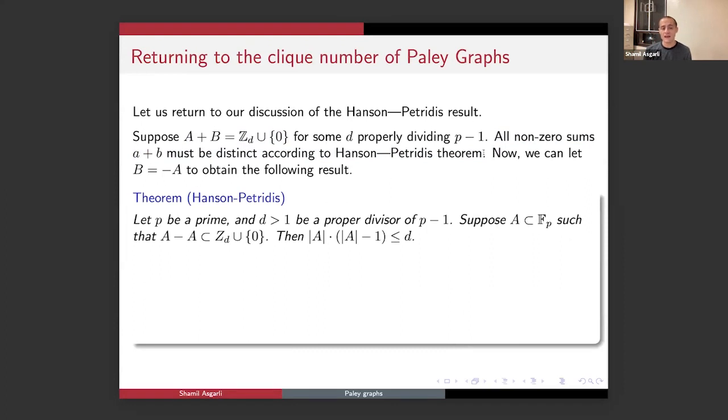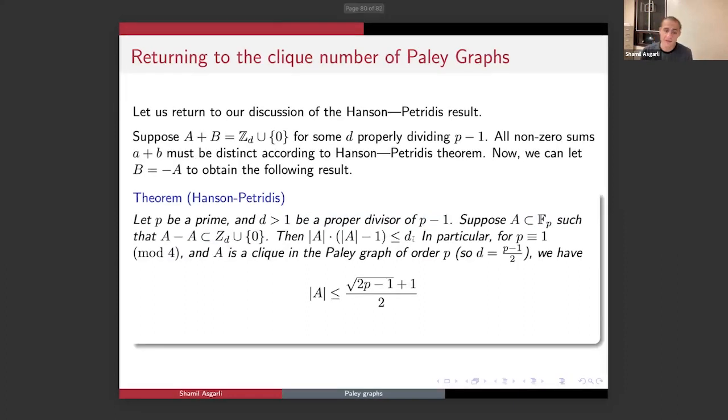We're going to get that if p is prime and if d is a proper divisor of p minus 1, if you take a subset A of F_p such that A minus A is inside Z_d union 0, what that means is that A is a clique in the Paley graph or in a generalized Paley graph. And then you see that |A| times |A| minus 1 is at most d. And from that, we get the following corollary.